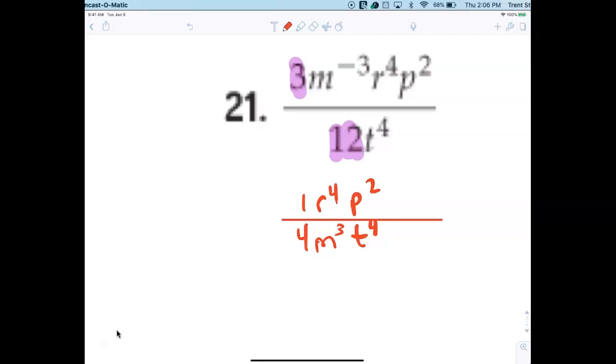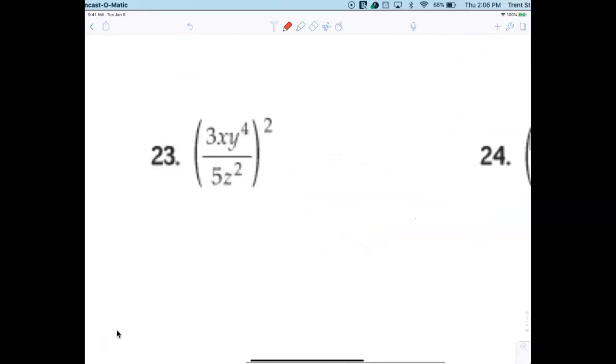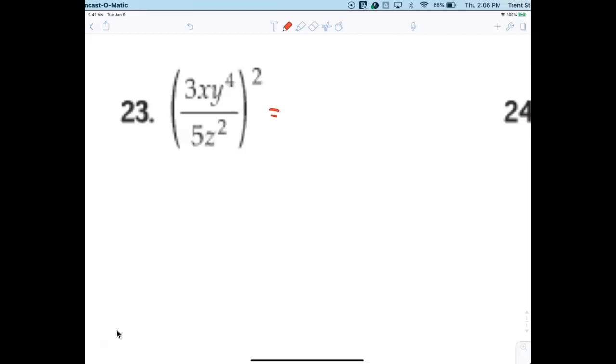All right, Justice. Hold on, let me find 23 for you. Now you got something from yesterday, so let's hear it. It would be 9x, 2, and then y 8, and then on the bottom you would do 25 v to the 4th. Thank you very much, Justice. Good job. All right, now I'm hoping you're speaking up.